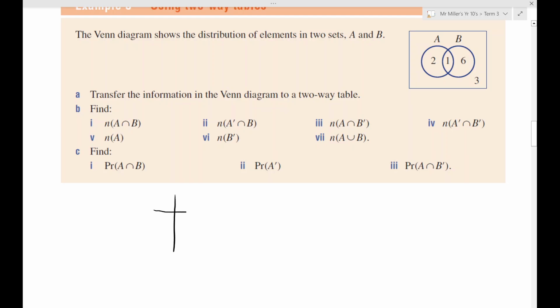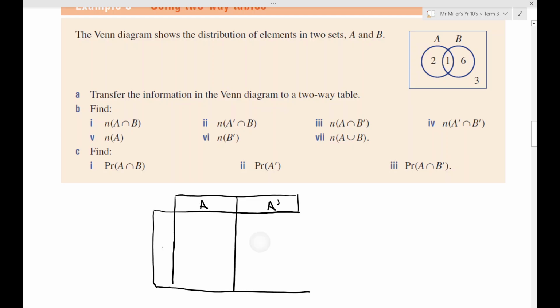So here is the foundation for my two-way table. The outcomes we're going to be talking about in our heading areas are our different sets, right? So in our horizontal going across here, I might consider the outcome A and the outcome not A. Over here in my vertical, I might consider the outcome B and the outcome not B.